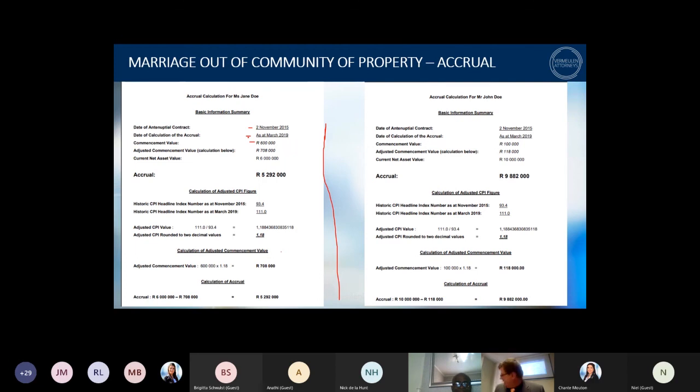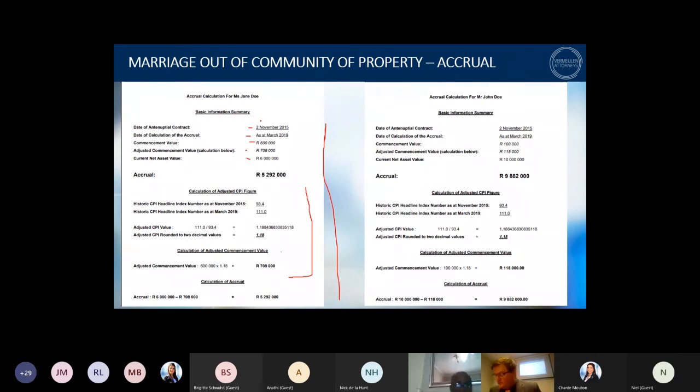Then you need your adjusted commencement value, which we're going to do over here. Then you need your net asset value. Now let's go through these things one by one. Date of the anti-nuptial contract. Very simple. You look at the date of signature of the anti-nuptial contract. Date of calculation of the accrual. You look at the date where you are now.